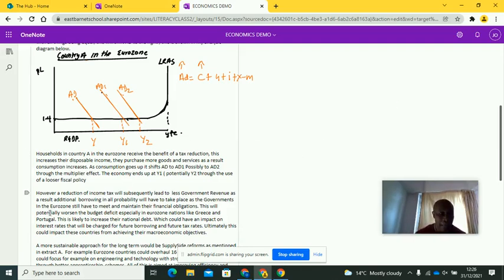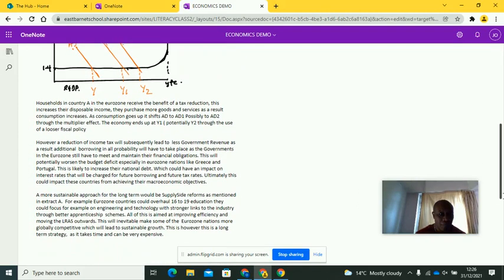Okay, so here goes. However, reduction of income tax will subsequently lead to less government revenue. As a result, additional borrowing in all probability will have to take place as governments in the Eurozone still have to meet their financial obligations. This will potentially worsen the budget deficit, especially in Eurozone nations like Greece and Portugal. Again, you must know a little bit about the Eurozone, you know the countries in the Eurozone. You can only talk about this if you have a little bit of knowledge. So it's very important, guys, to gain that knowledge.